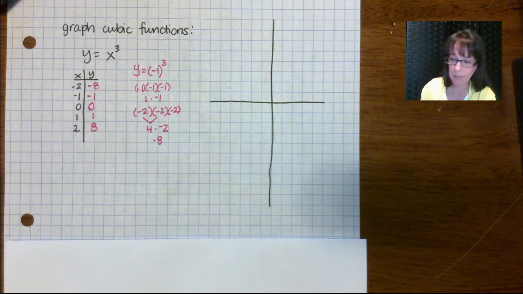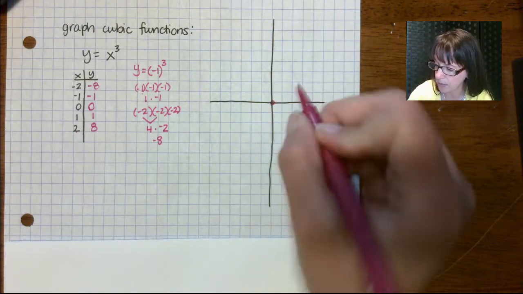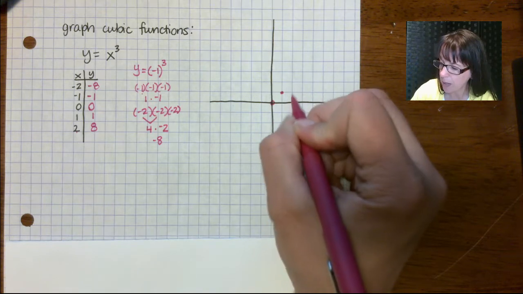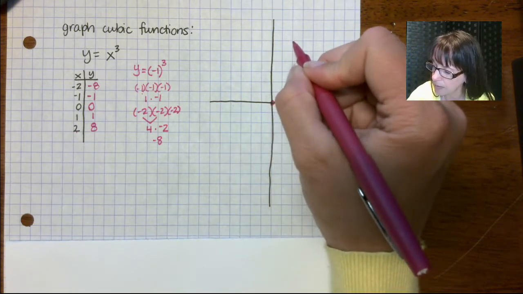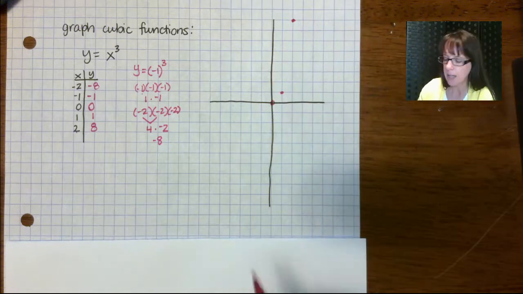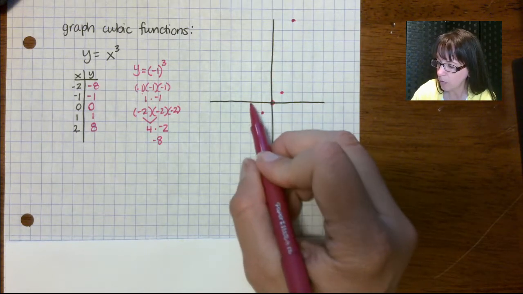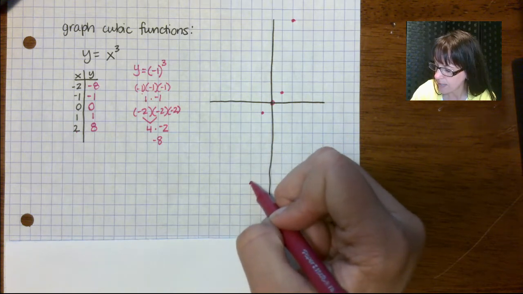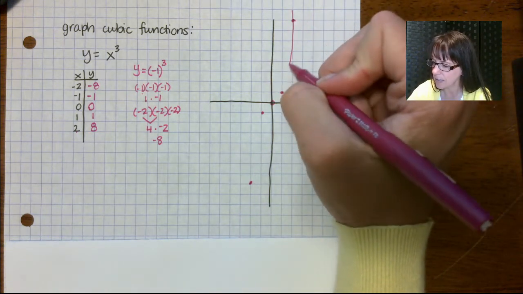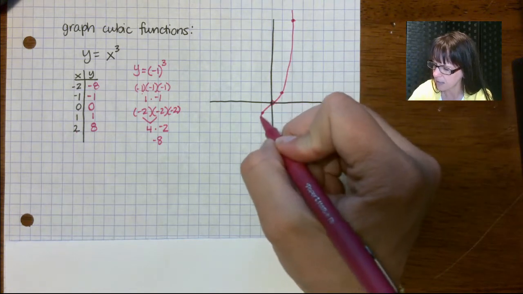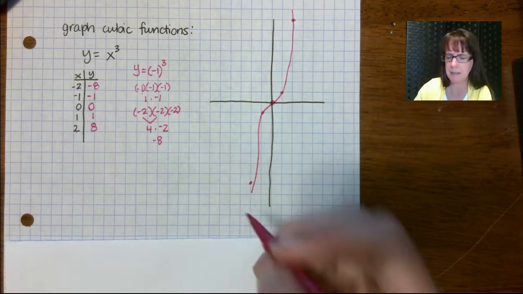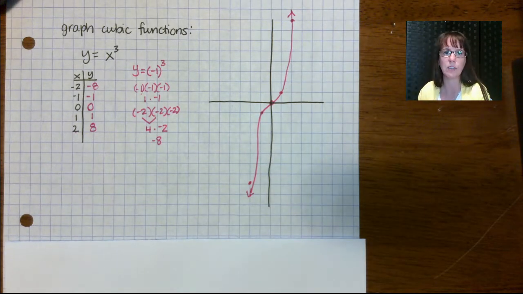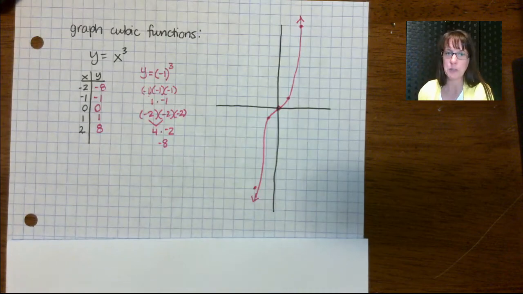So let's go ahead and graph this and see what it looks like. We go 0, 0, I always like to start with that one. Over 1, up 1, over 2, up 8. Over -1, down 1, over -2, down 8. And so we get this thing that kind of looks like a little snake lengthwise. So that is your parent function for cubes.